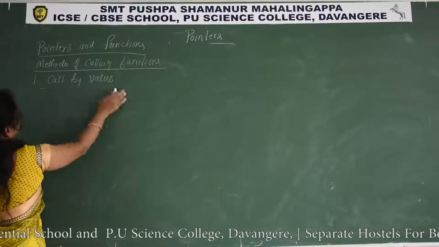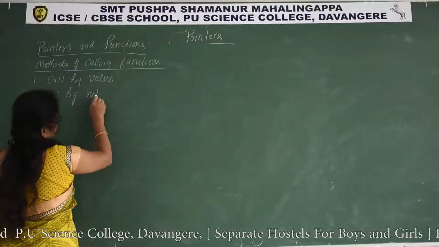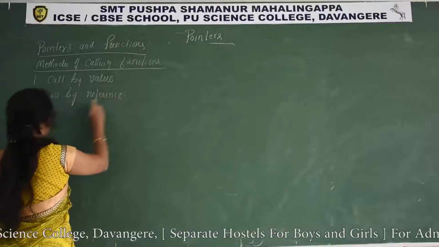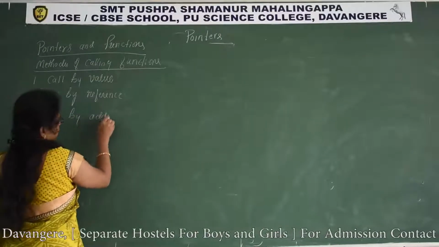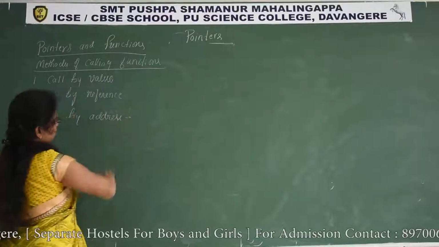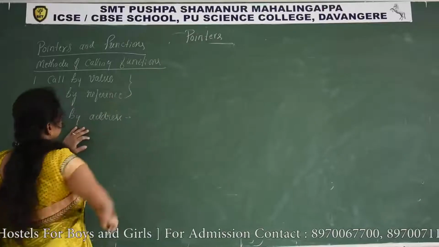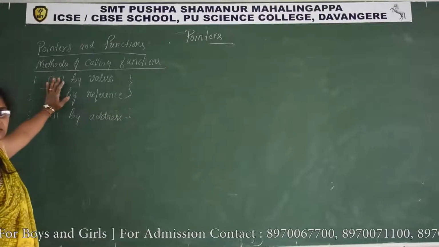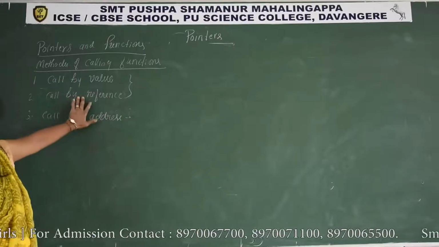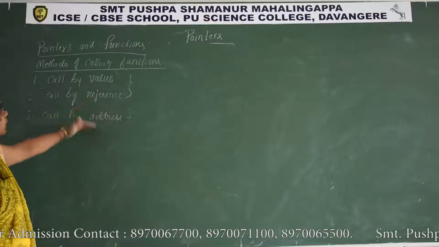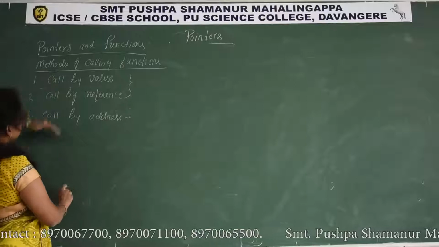Call by value, call by reference, call by address. See, this third method is there, no? In this method we use pointers. First we have to understand these two methods, and then we can come to know the difference between call by address and call by reference. In that way they have taken examples in your syllabus, so I will go with the same.